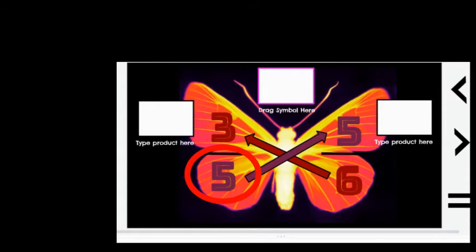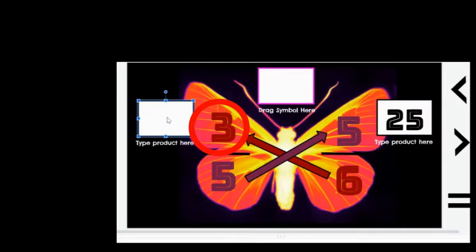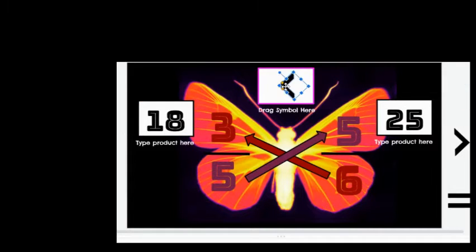So, for instance, 5 times 5 is 25. And 6 times 3 is 18. We then compare using the greater than, less than, or equal to signs. So for instance, 25 is larger than 18. So therefore, 5/6 is larger than 3/5. Let's keep going.